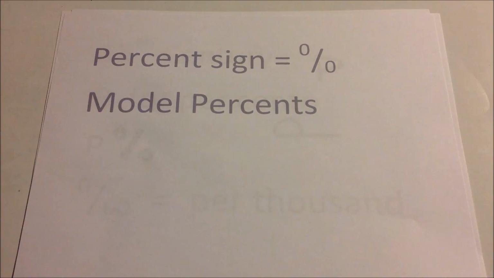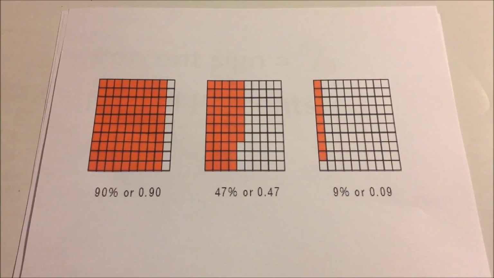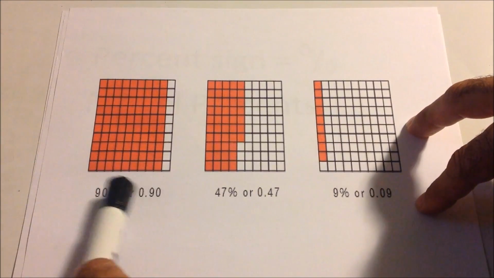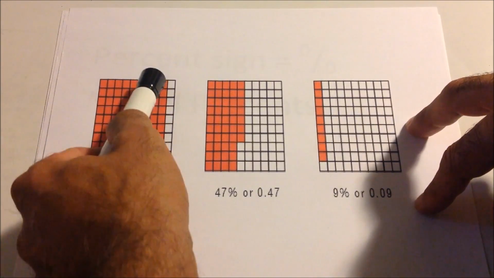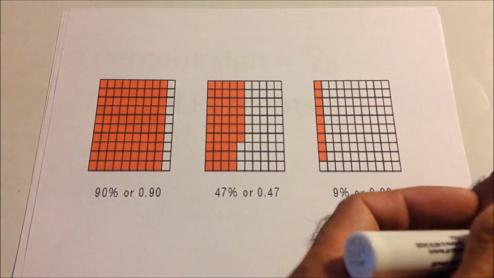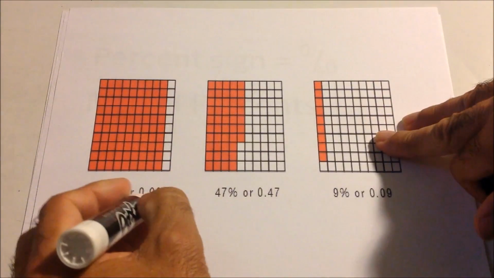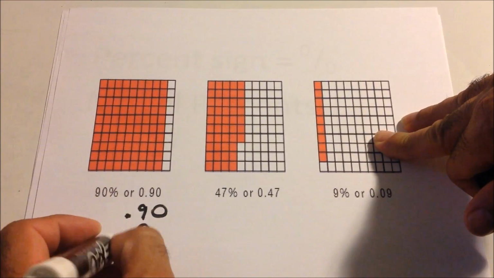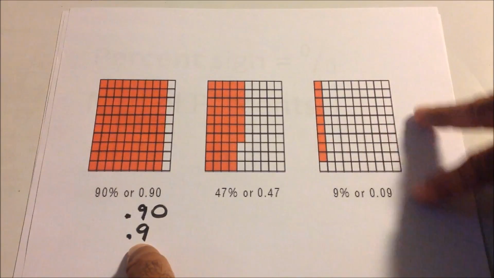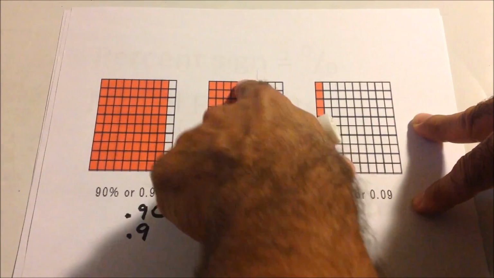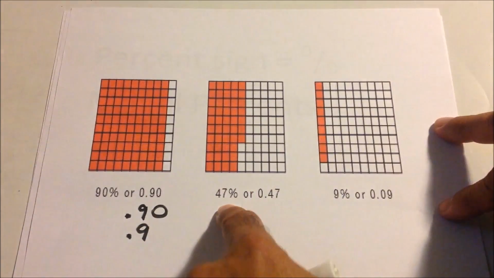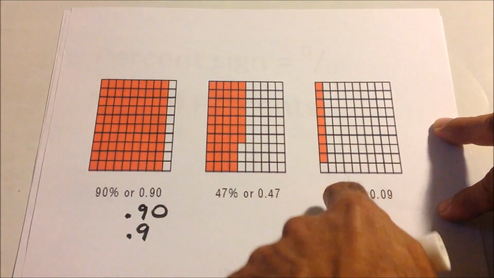So we can model percents this way. Here I have 3 models of percents. We're going to have 100 boxes, 10 on each side. 10 times 10 is 100. So if you have 100 boxes and you shade in 90, then you have 90%. You have 90% of the boxes. And you can see here, this decimal, 0.90, is just 0.9. It's the same thing. 90% is 0.9. We'll go over that in a minute. Here, we have 100 boxes, and I shaded 47, so it's 47%. And here we have 100 boxes, and we shaded 9 in, so we have 9%.